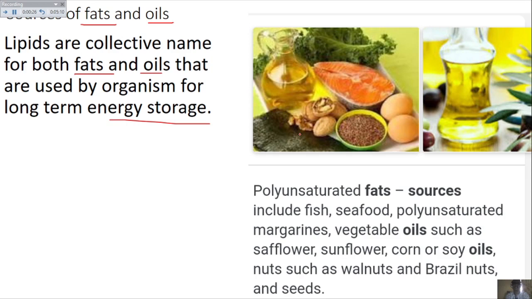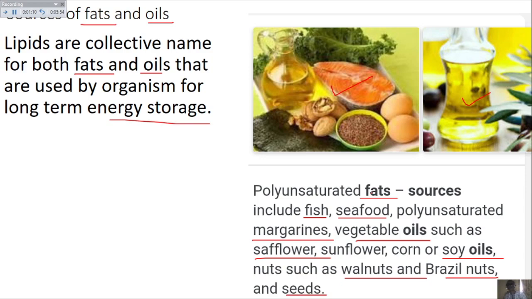Therefore, basically, we have what we call polyunsaturated fats. When you're talking about polyunsaturated fats, we're talking about those that are made from unsaturated fatty acid. And the sources, we can find this in fish that we eat, seafood, then polyunsaturated margarines. We have our vegetable oils, such as sunflower, corn or water oils, nuts such as walnuts and Brazil nuts, and seeds. These are where we can find our fats.